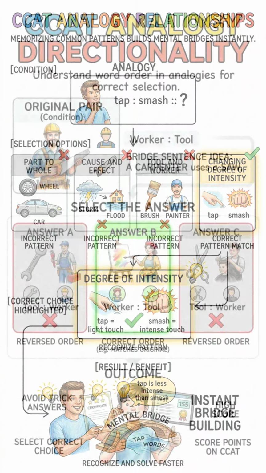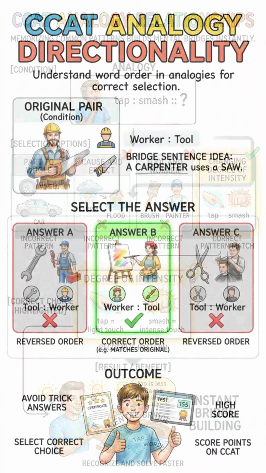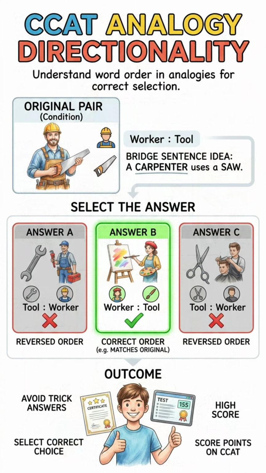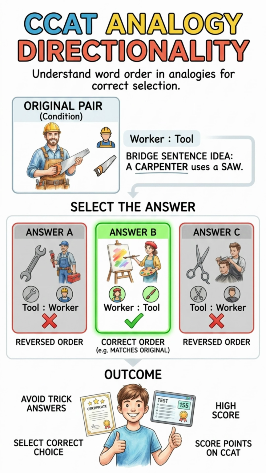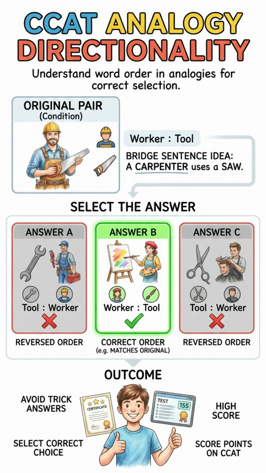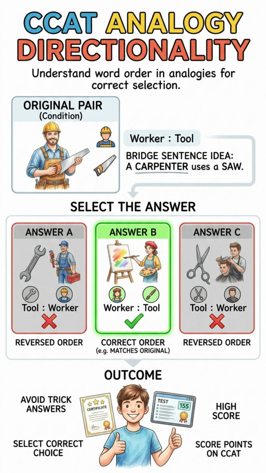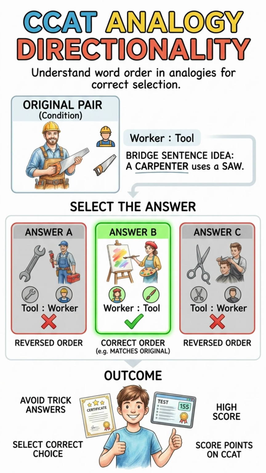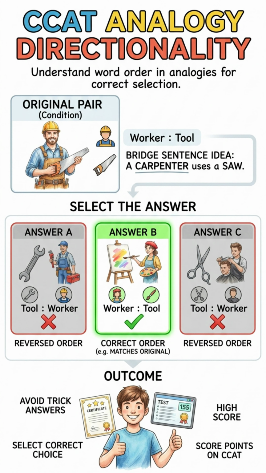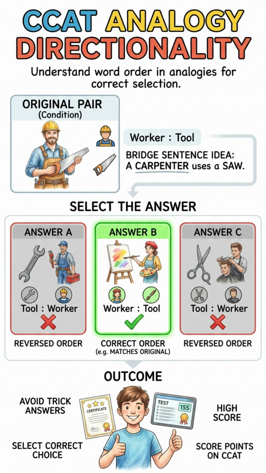When working with analogies, you must pay extreme attention to directionality. Directionality means the order of the words in your bridge sentence must perfectly match the order of the words in the answer choice. If the original pair gives you the tool first and the worker second, the correct answer must also list the tool first and the worker second. The test will frequently try to trick you by providing a perfect relationship in the answer choices, but backwards. Always double-check that the flow of your sentence moves in the correct direction.